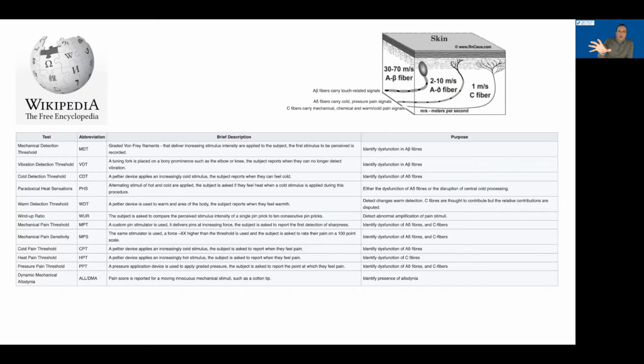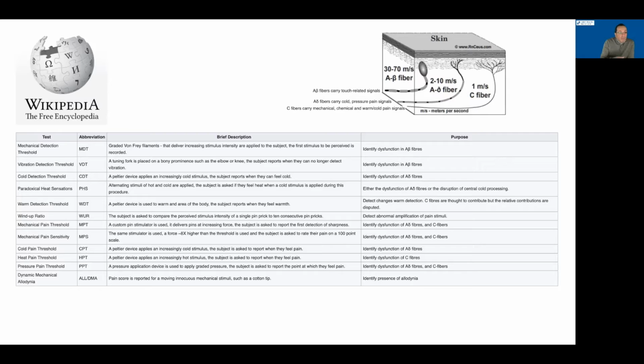And I will not go through this slide. I hope you will download the presentation at one point. You can have a look at it, but you can also find it on Wikipedia. You have different tests. I will give you an example of some. Let's go to, for instance, a mechanical detection threshold. Here, determined by von Frey filaments, it gives you an indication of the A-beta fibers. Then we have vibration detection thresholds given by the tuning fork, again, A-beta fibers.